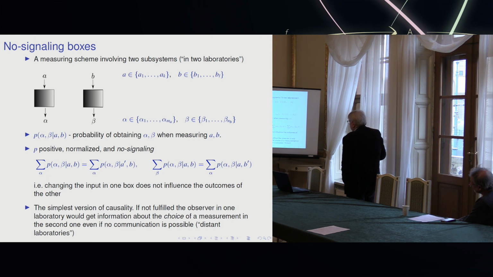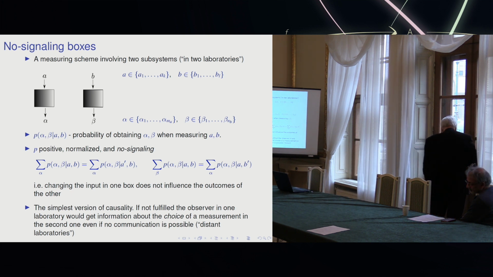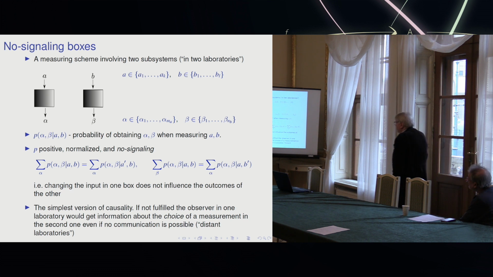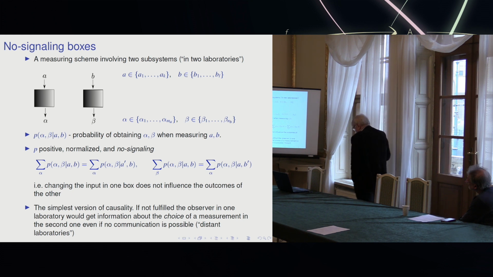in the subsystems. And we can perform such experiments many times, and then we can encode the results in such probabilities. This is the probability of obtaining the result alpha and beta when A and B are measured, respectively, on the first and the second subsystem. Okay. So this P as a probability is positive, normalized, and no signaling.